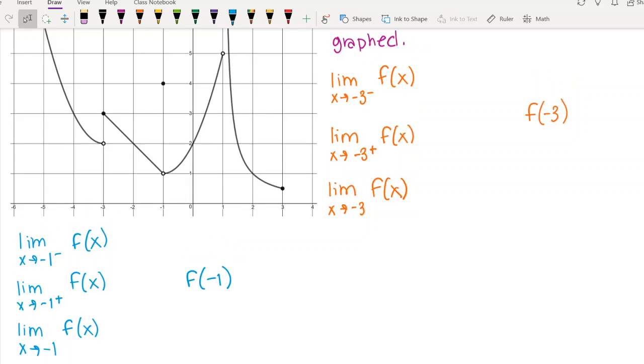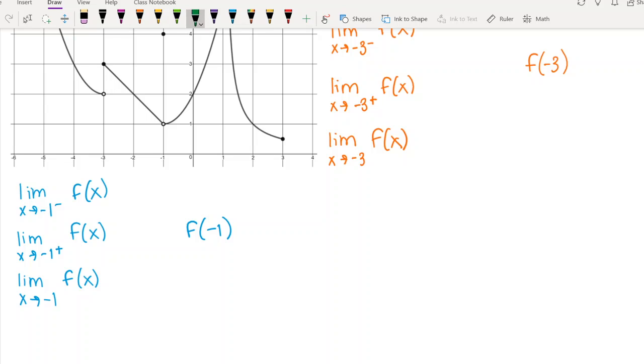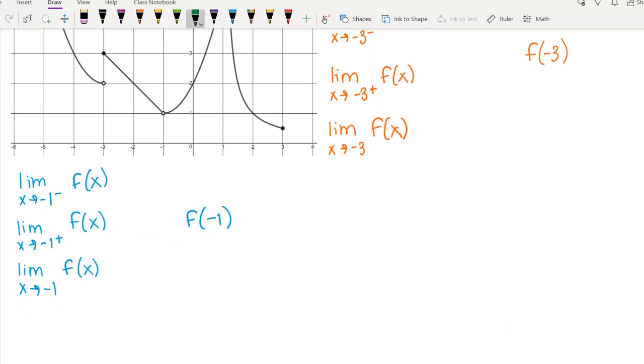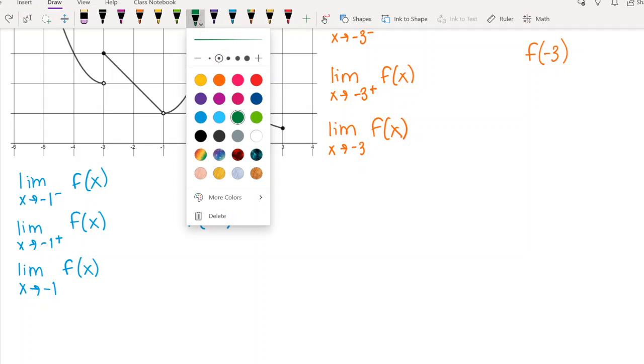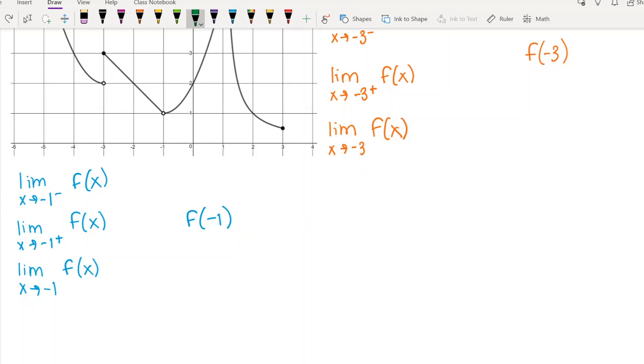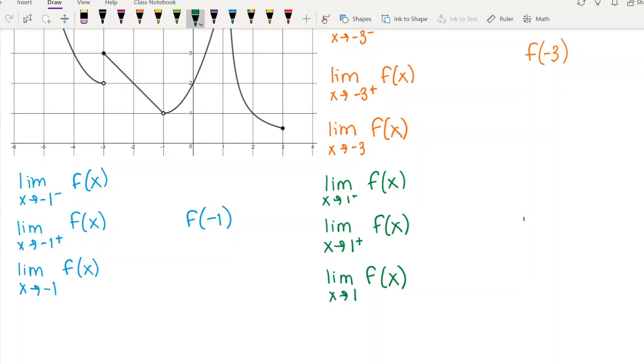And then the last one we'll do is 1. Sorry about that. What happens is when I zoom in, it makes the markers all get a lot thicker. It's probably not a big deal, but once I already started changing it, I felt like I had to keep changing it. So then we'll do the limit from the left at 1, the limit from the right at 1, the overall limit at 1, and then f of 1.